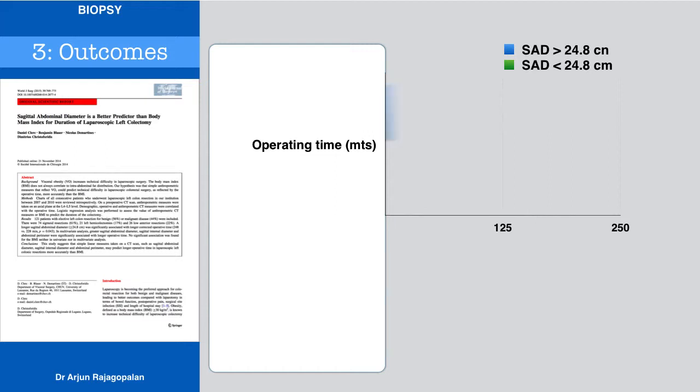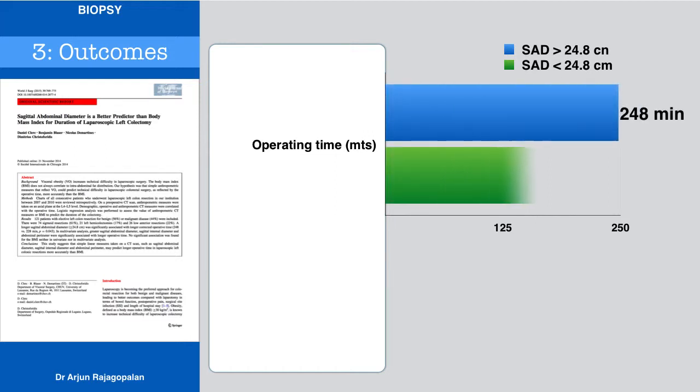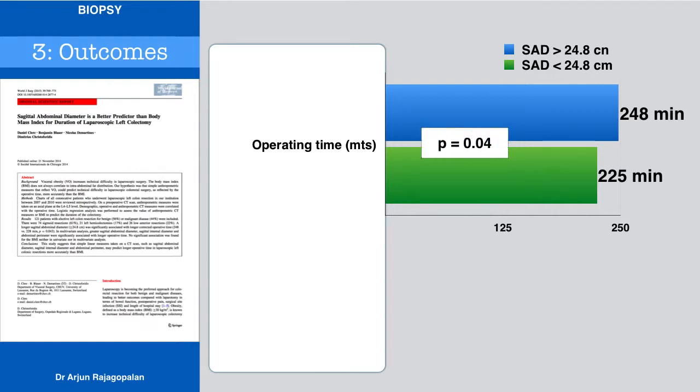And when they did that, they found that between the 2 groups, the thinner people, the ones who had a lower SAD, had less operating time than those who had a higher figure. This figure was statistically significant, although just barely so. It squeaked in under the level of significance.